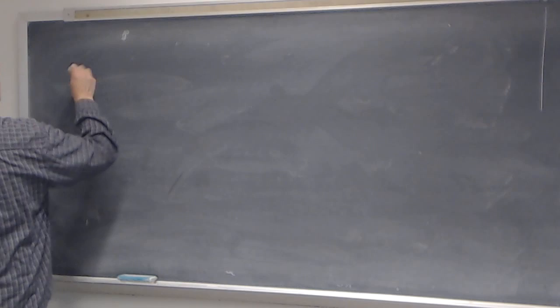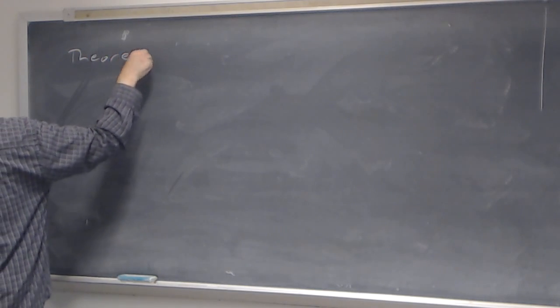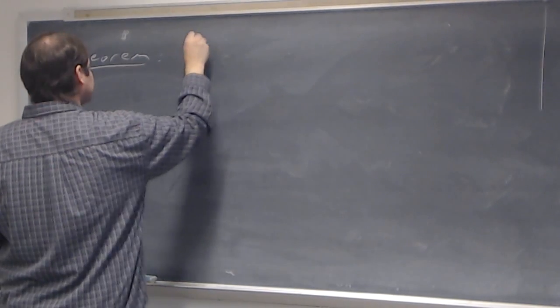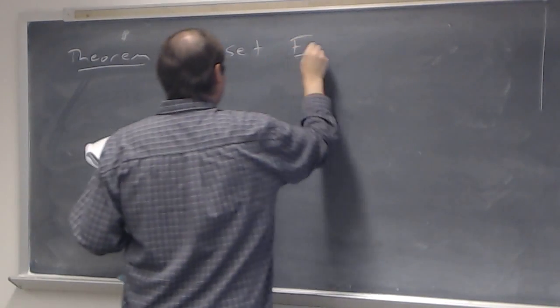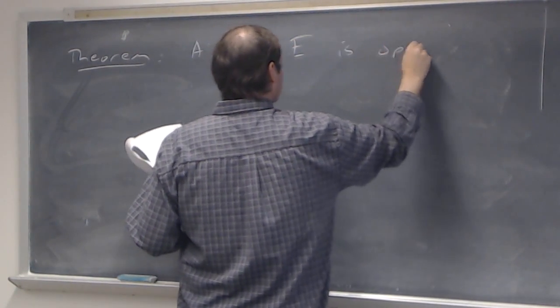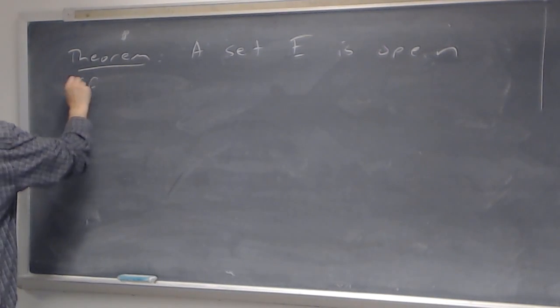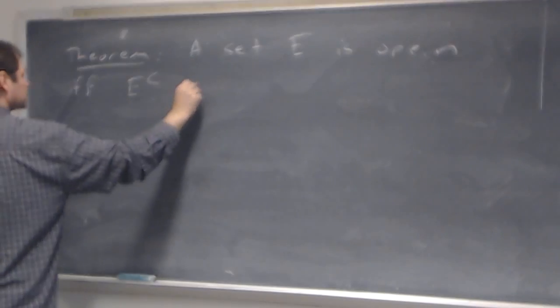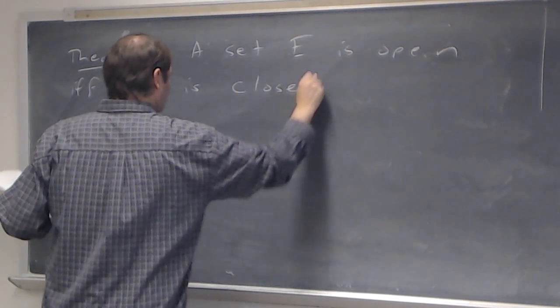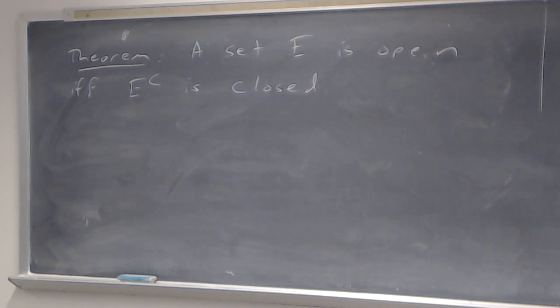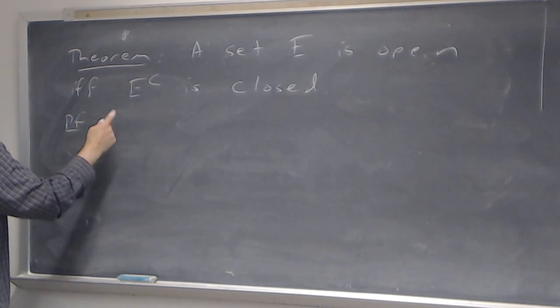Okay, I want to look at a relationship between open and closed sets now. And so here's a theorem. It says a set E is open, we're in the metric space here, okay, if and only if its complement is closed. So it's an if and only if statement, so its proof is going to have really two parts.